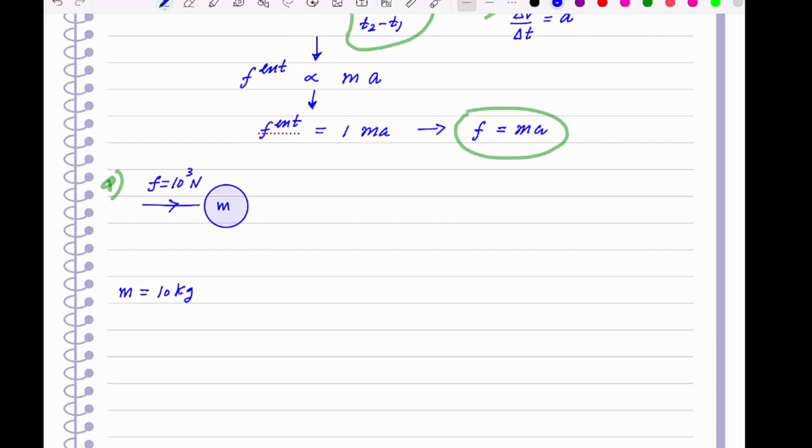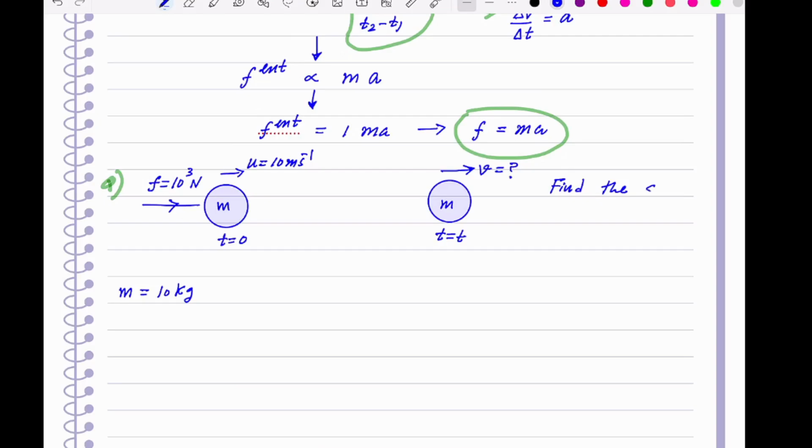Then it is starting from u, let's say 10 m/s, right? So at t equals 0. After some time, means t equals t, it comes to this situation where the final speed we don't know. The question is, find the final speed. Find the final speed, v.